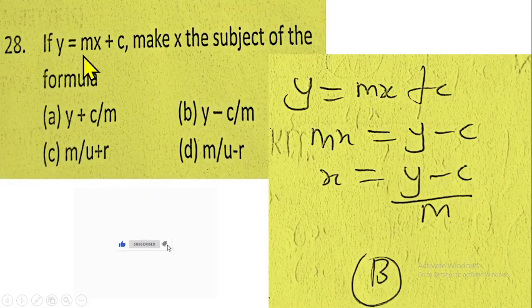Question number 28 is on subject of formula. y is equal to mx plus c. Make x the subject of the formula. So what do you do? Now you can rearrange or collect like terms. So take this c to the other side there. You'll be having mx equal to y minus c. Then divide both sides by m. That's your x is equal to y minus c over m. So that means you have been able to make x the subject of the formula. That means option B is the correct option for question number 28.